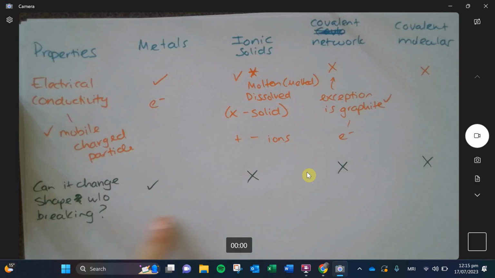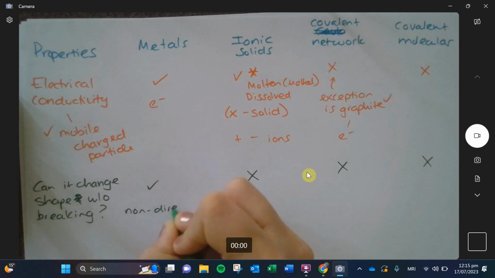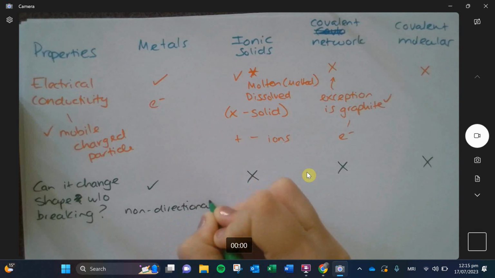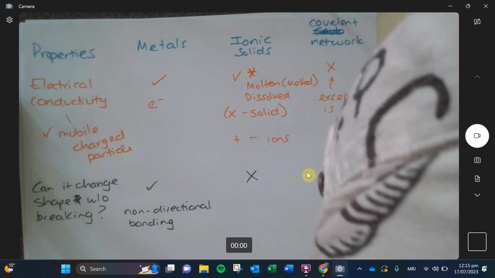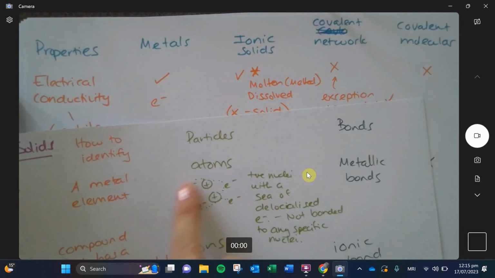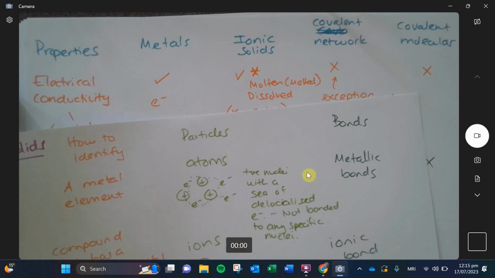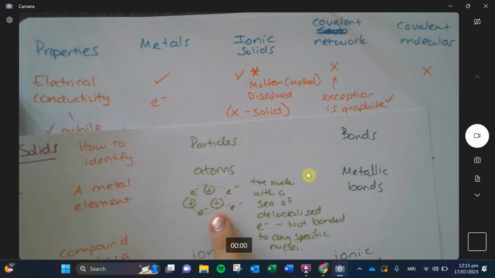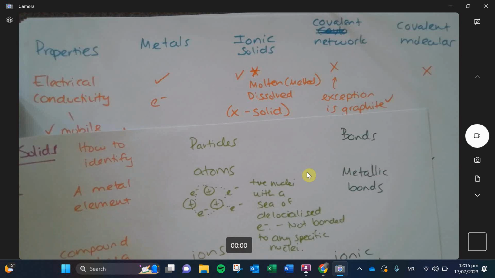So with metals, the reasoning has to do with their non-directional bonding. So that's the idea that when I look at a metal substance, it has those positive nuclei, and these delocalized electrons can bond with any of the nuclei there. So when I hit it with a hammer, it may break that metallic bond here, but it's going to reform another one with a different nuclei. So it doesn't actually break itself.